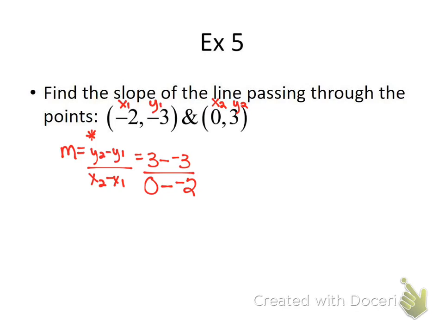Anytime, so I have 3 minus -3. 2 negatives touching is a positive, so I'm just going to change that to a positive. 2 negatives touching is a positive, so I'm going to change my bottom as well. And then we just simplify. So what's 3 plus 3? 6. And what's 0 plus 2?